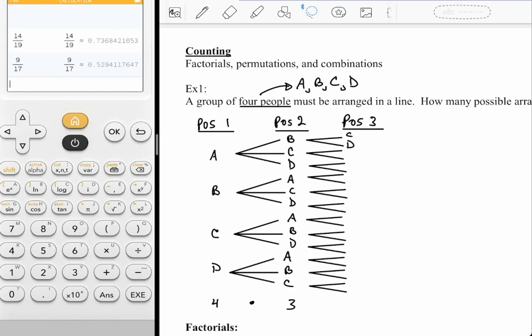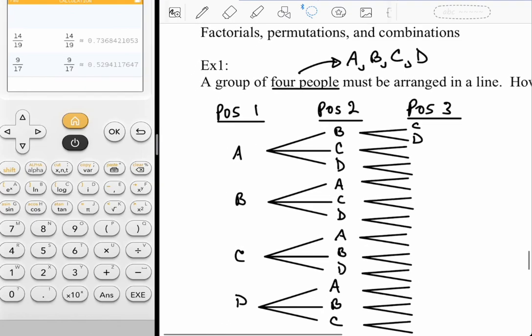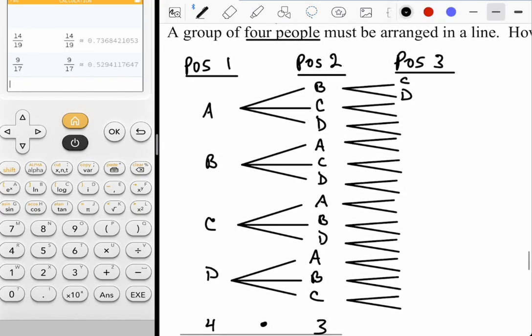All right, so if A and B are in the first 2 positions, then it's either C or D for the third position. If it's A and C in the first 2 positions, then it's either B or D in the third position. If it's A and D in the first 2 positions, then it could be B or C in the third position, and so on down the line. All right, you can see how it gets a little compressed.